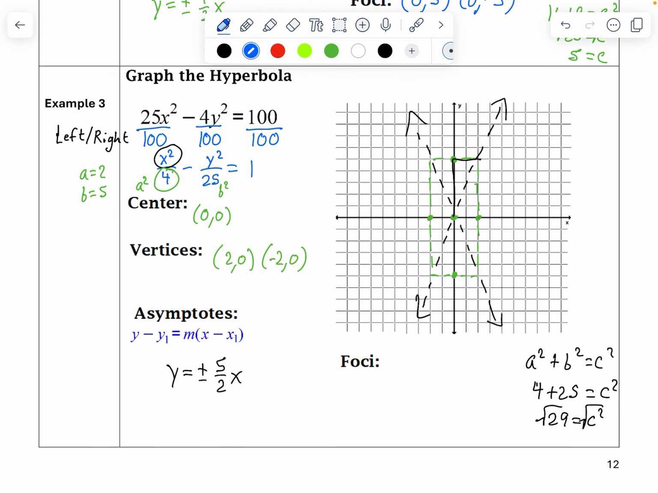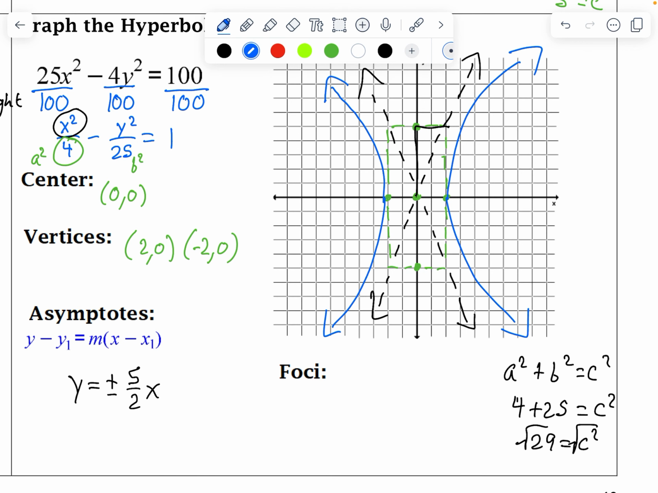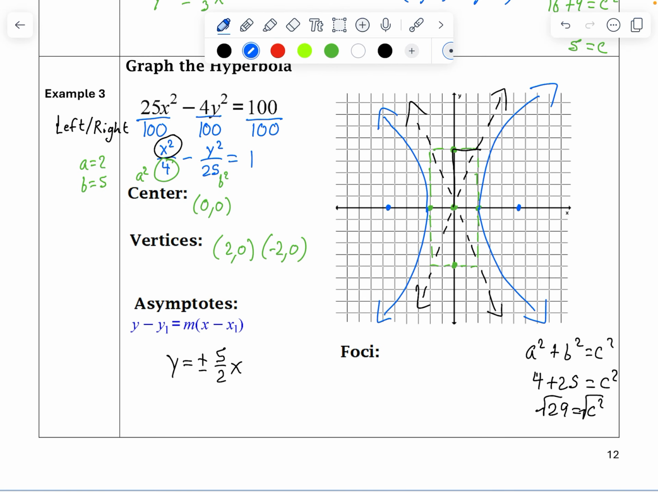I forgot to actually draw this. Since it's opening left and right, it's a super, super wide hyperbola. And the square root of 29 is a little bit bigger than 5, like 5.3 or 5.4. So I'm just going to put a point that's 1, 2, 3, 4, 5, and a little beyond that out here, because it has to follow the direction that it opens. And the coordinates for that would be (square root of 29, 0), because I went to the right, and I went to the left, which is (negative square root of 29, 0).